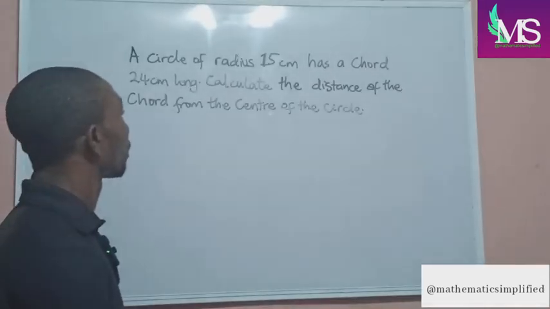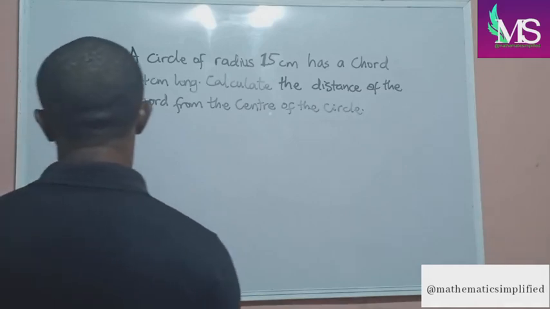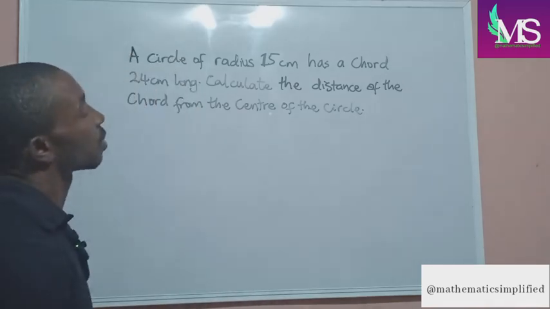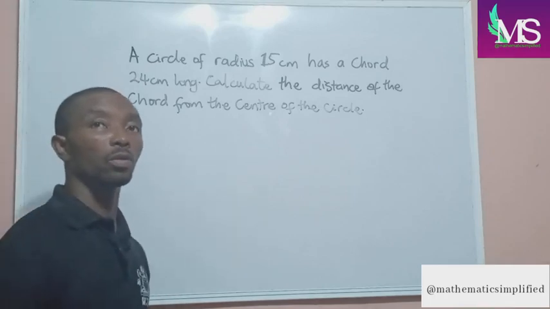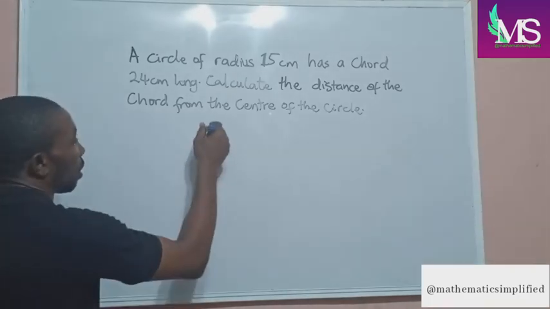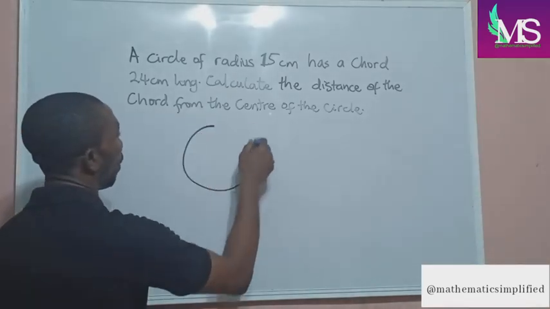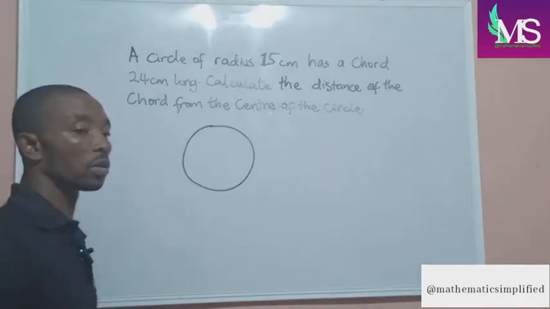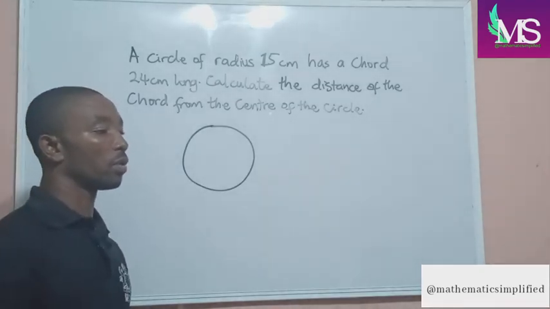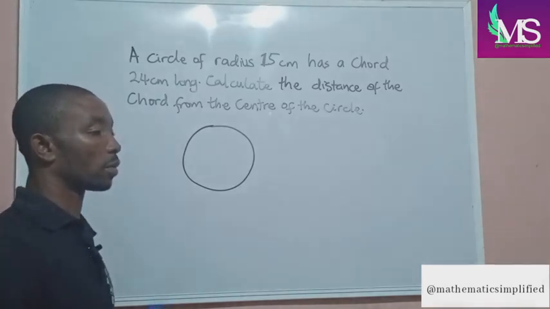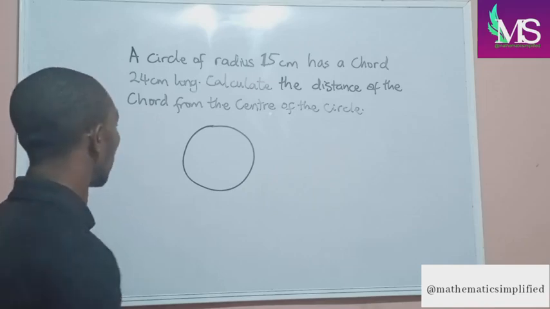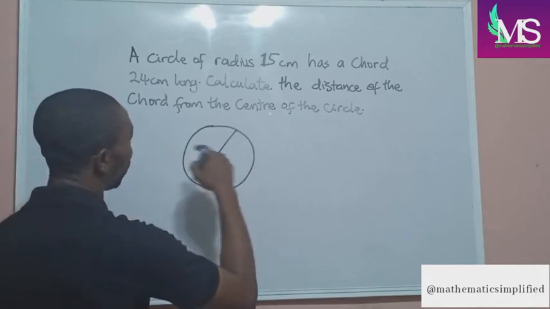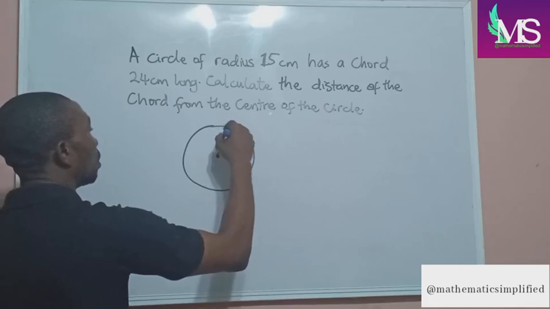A circle of radius 15 cm has a chord 24 cm long. Calculate the distance of the chord from the center of the circle. Now, in order to do this, we have to draw a circle and interpret the statement. If this is a circle, now they said the radius. What's the radius? A radius is a line drawn from the center of a circle to any part of the circumference. So from our center of circle here to any part of the circumference forms our radius. As I said, it is 15 centimeter.